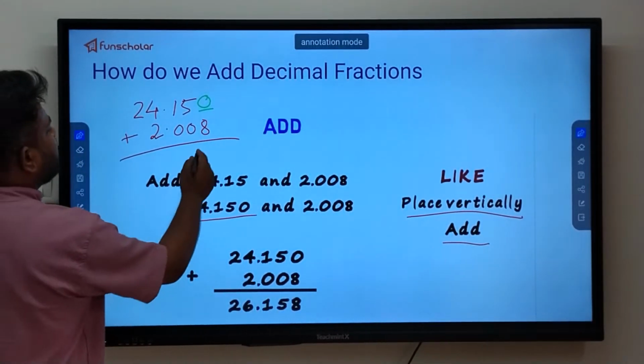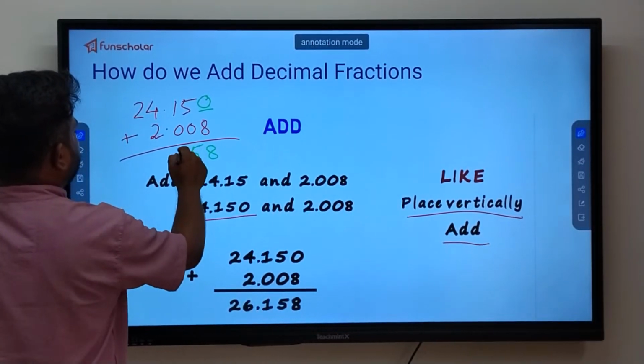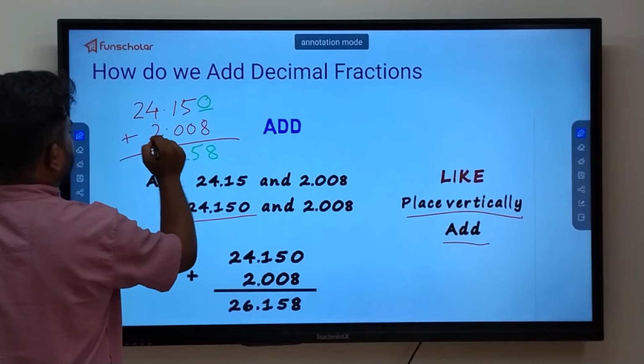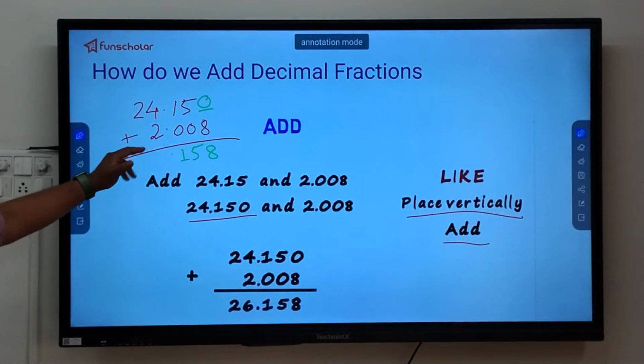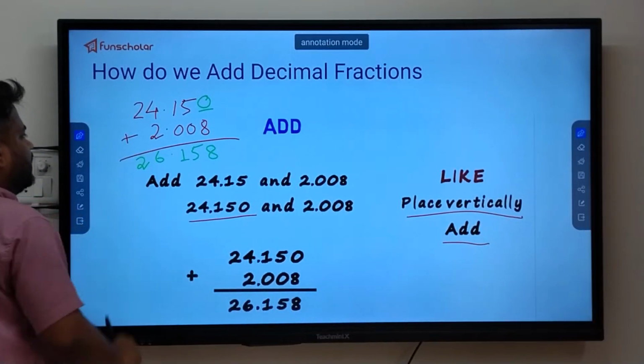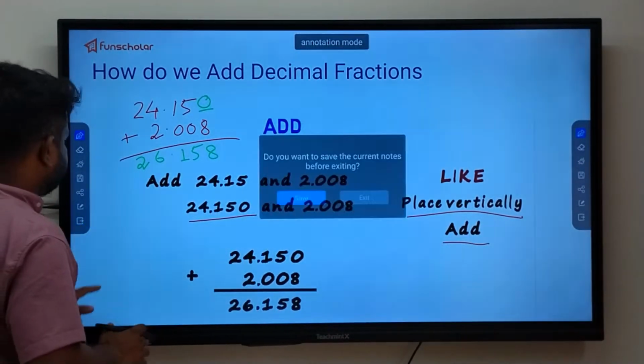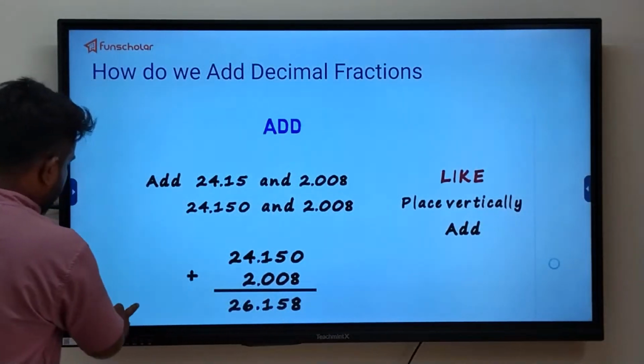Then you can just add it like 8 plus 0 gives us 8, 5 plus 0 is 5, 1 plus 0 is 1. The point will stay here like this, and then 4 plus 2 will give us 6, and then 2. Okay, simply just like this. So, got it about addition? Okay, next one.